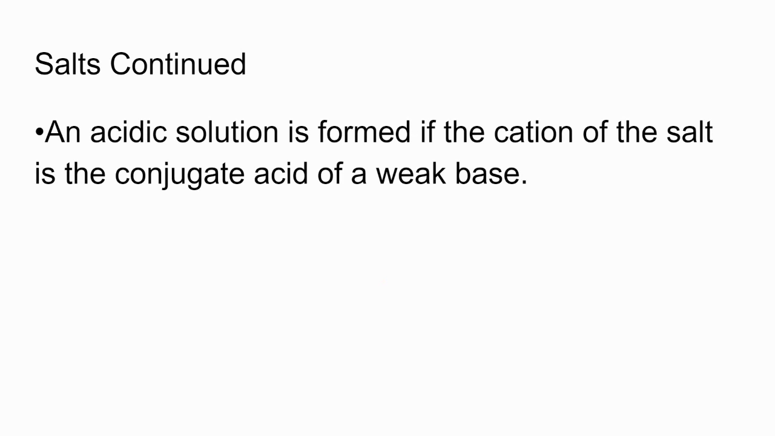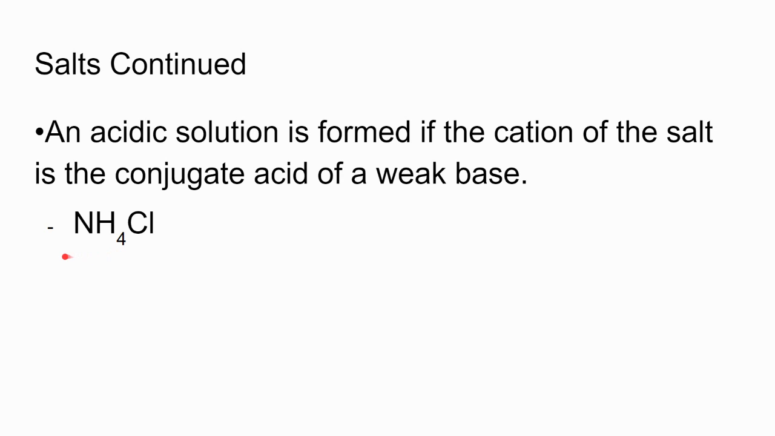Let's look at the acidic side of things. An acidic solution is formed if the cation of the salt is the conjugate acid of a weak base. Otherwise, meaning you've got a strong acid and a weak base coming together, and they make a salt that is acidic. One example of this is ammonium chloride.